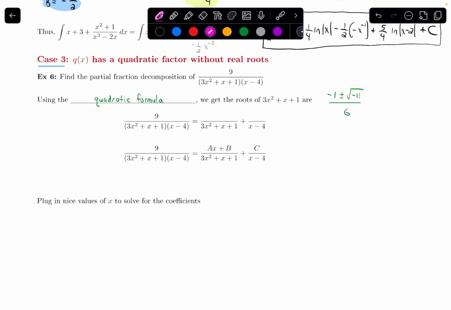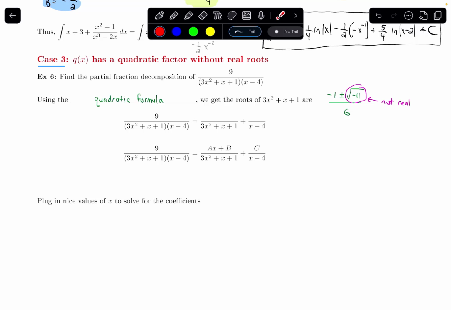But because we have the square root of a negative number, that is not a real number. And that means that this quadratic doesn't factor further unless you allow imaginary numbers, unless you allow complex numbers. But in our class, we're not going to use those at all. We're just going to focus on reals. So for our purposes, this quadratic does not factor further because it doesn't have real roots. So what does the partial fraction decomposition look like for something like that?